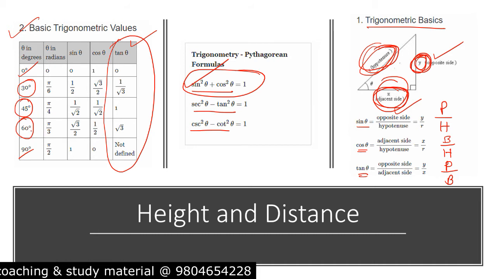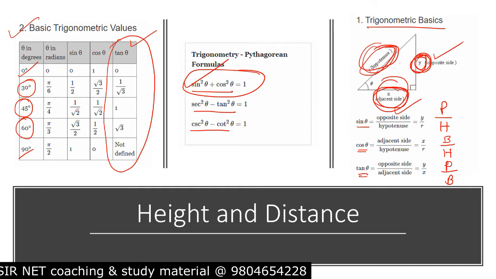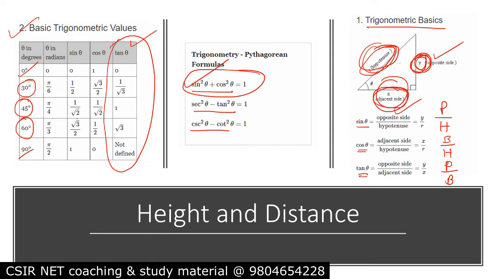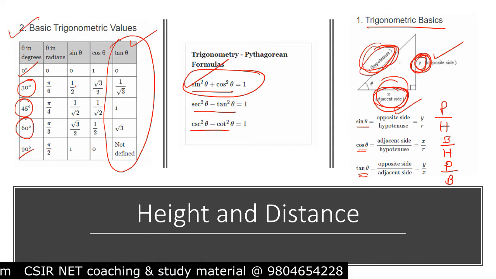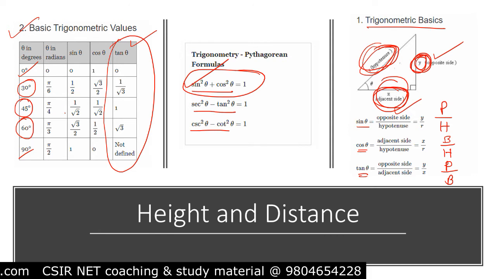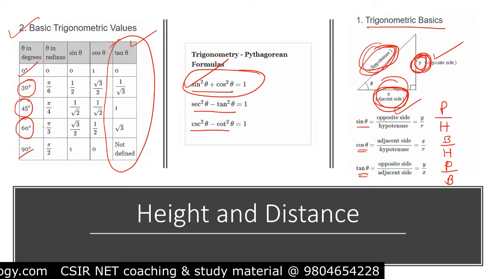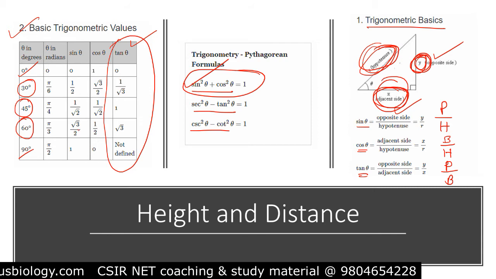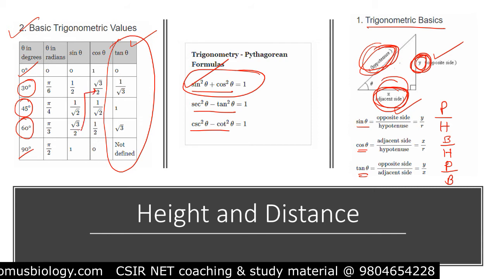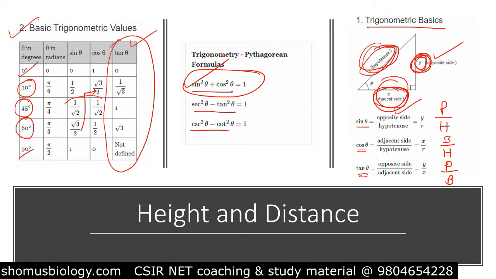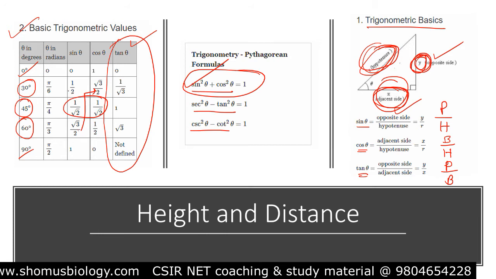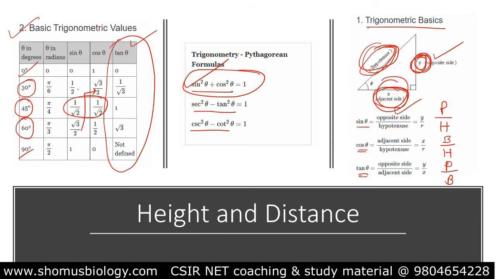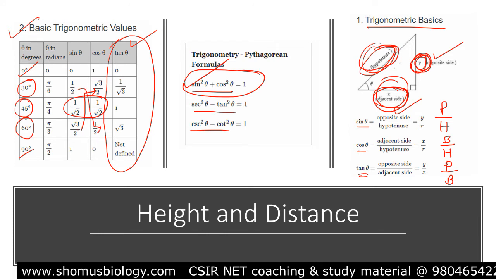So for these 30, 45 and 60 degree values, sine theta is 1 by 2, 1 by root 2, root 3 by 2. Okay. If you know that, the rest of them are quite easy. 1 by 2 for 30 degree, 1 by root 2 for 45 degree, root 3 by 2 for 60 degree. For cos theta, it's the reversal. That is, the value of cos 30 is the same as sine 60. 45 remains the same, 1 by root 2. And the value for cos 60 is the value of sine 30, that is half.